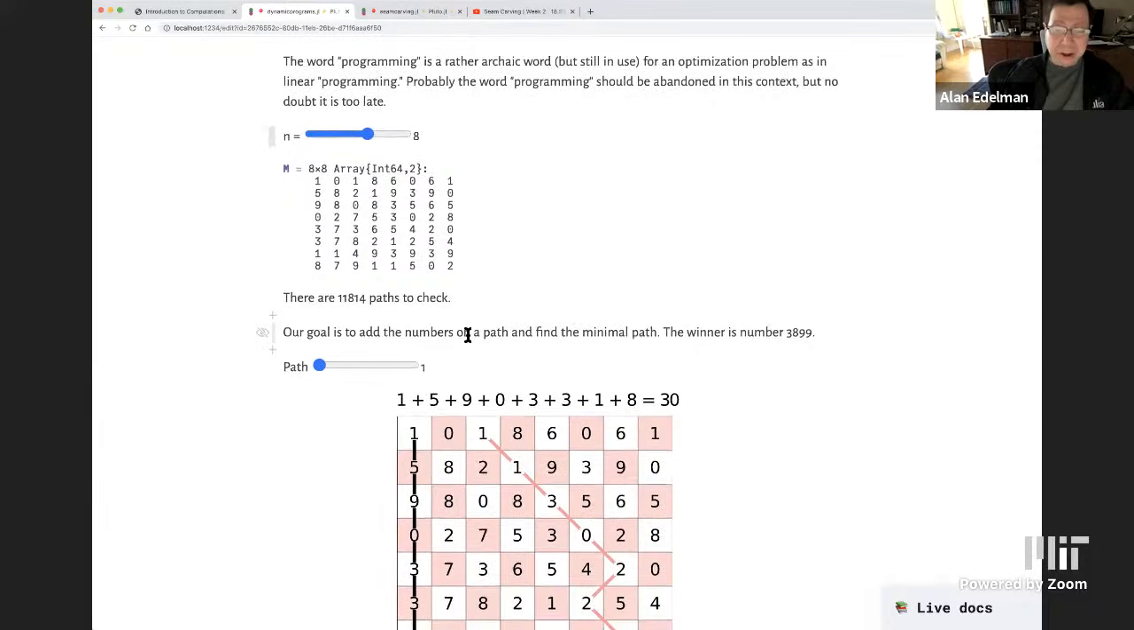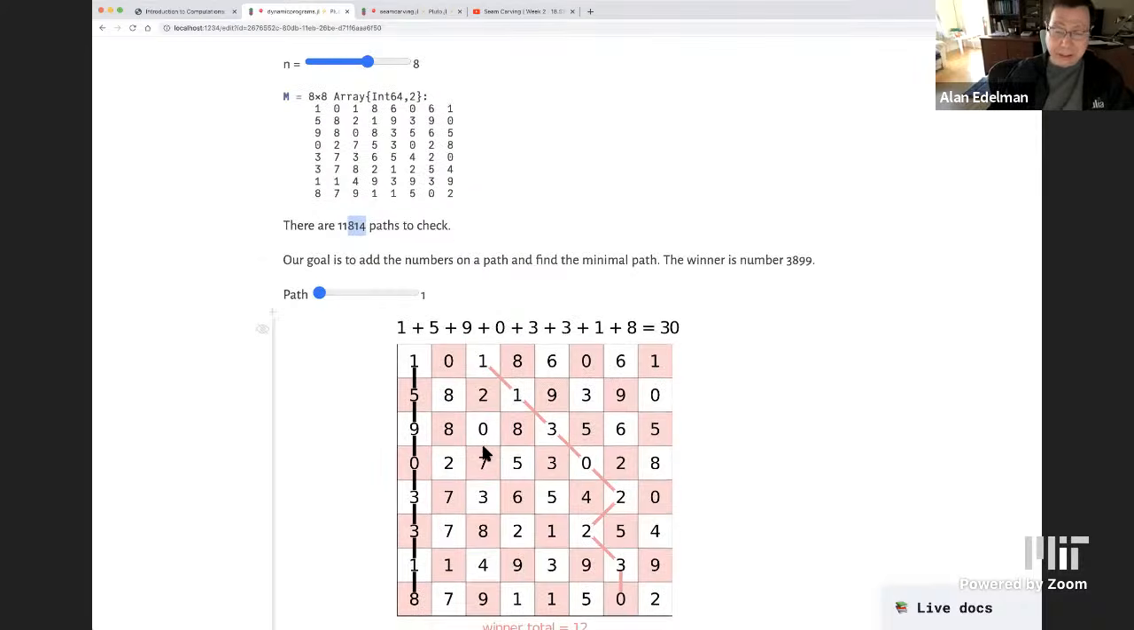Well, it turns out that there are 11,814 paths on this checkerboard that have the property that, here, let me draw some of these paths. Maybe you can see the property yourself. It has the property that as you go from top to bottom, your steps are only southeast, south, or southwest. Okay, so those are your choices. You want to take paths that are south, southeast, or southwest.